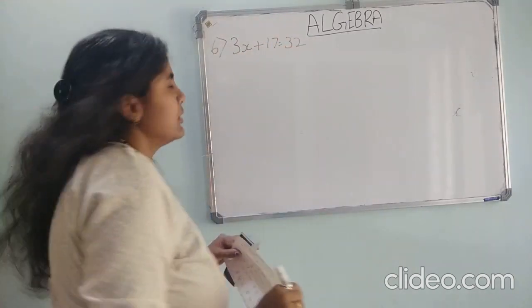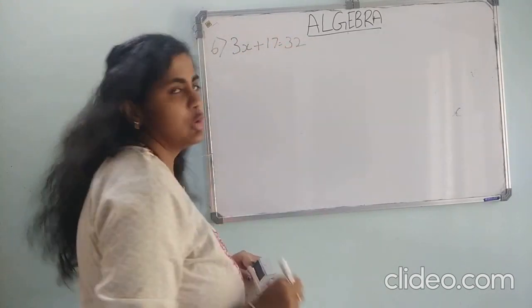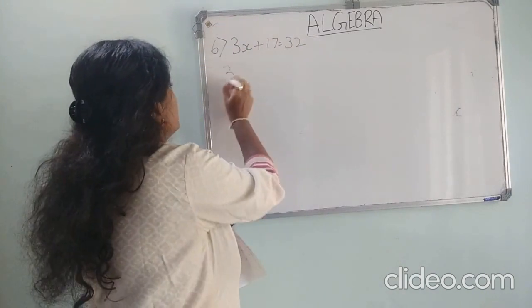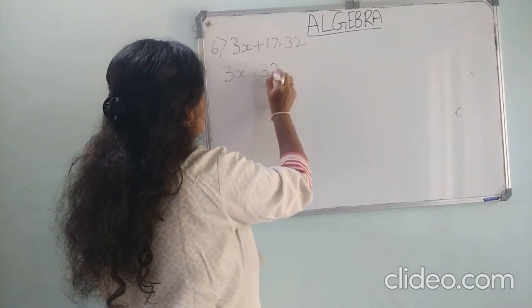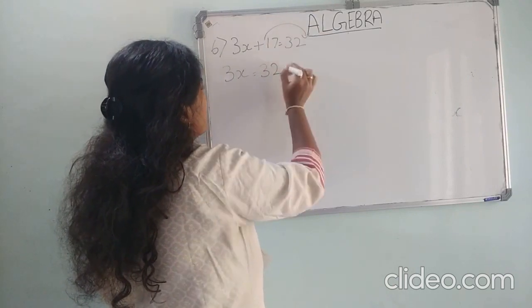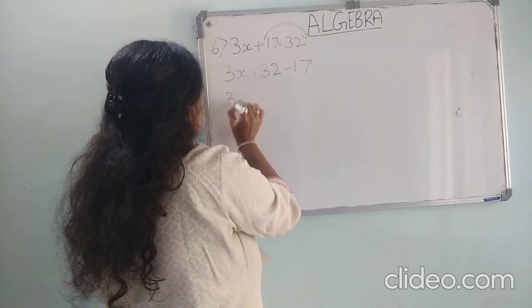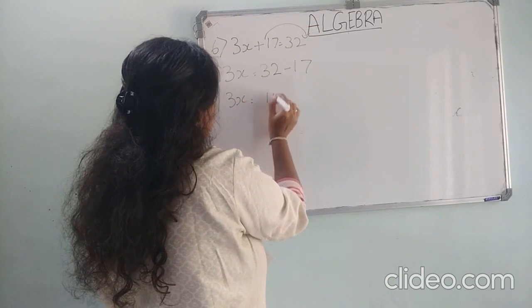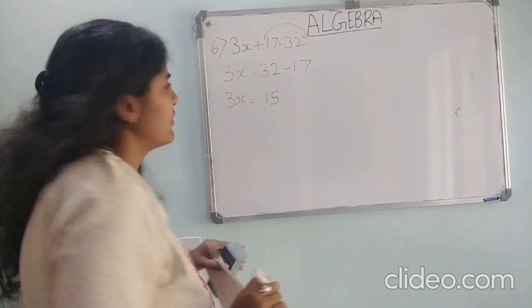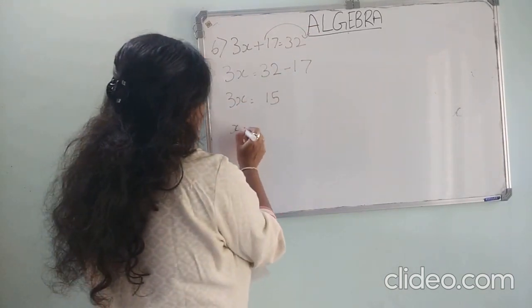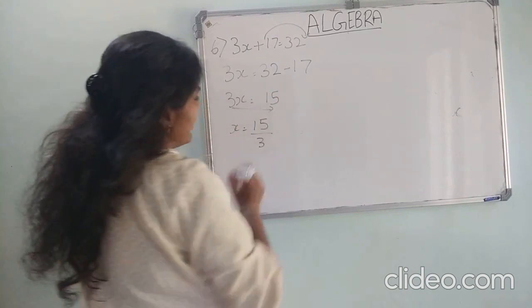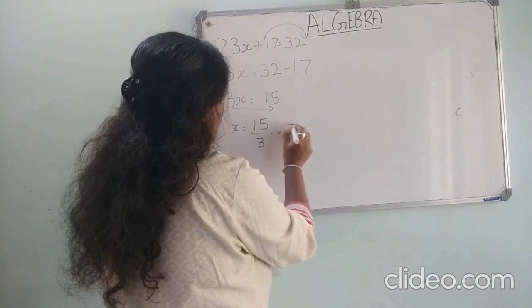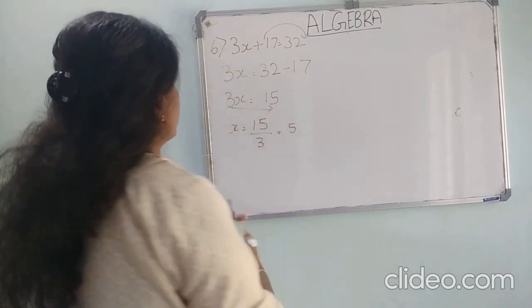Here 3x plus 17 is equal to 32. 3x is equal to 32. This plus 17 becomes minus 17. 3x is equal to 15, since 32 minus 17 is 15. So this 3 comes here. 15 divided by 3 is equal to 5. 5 is the answer.